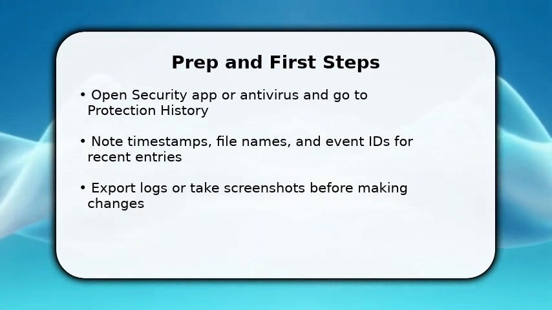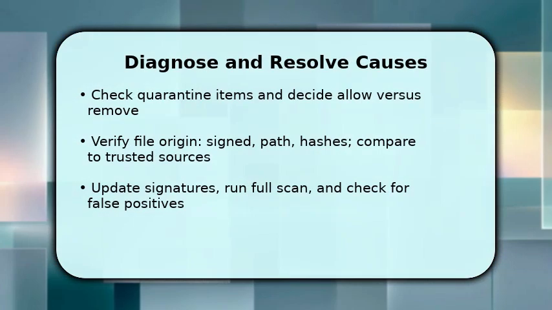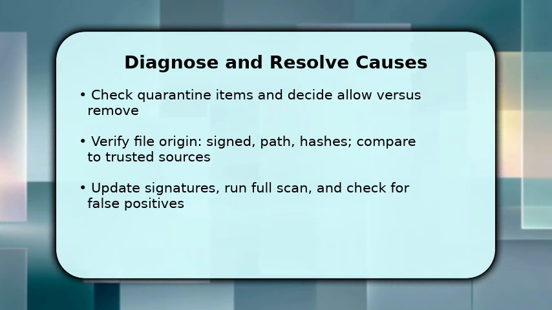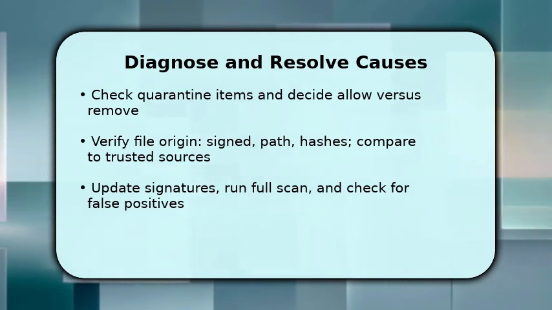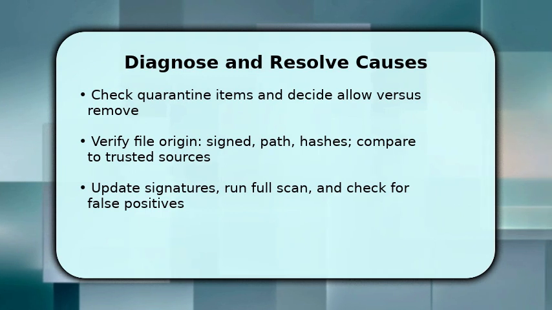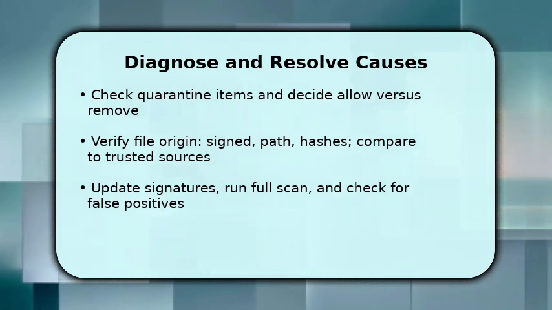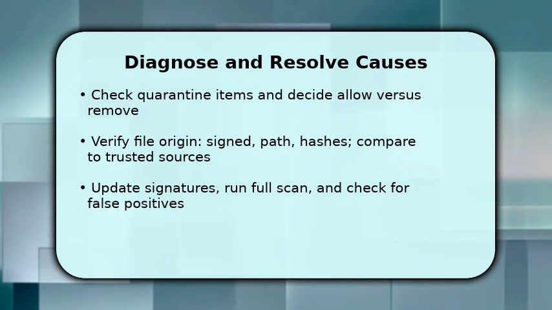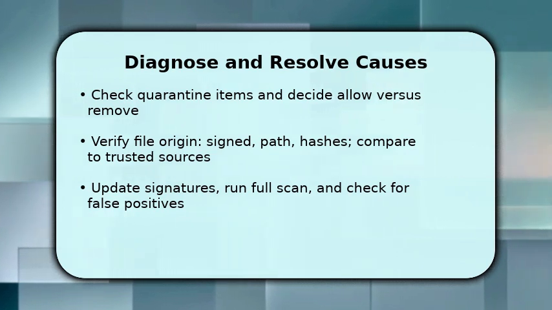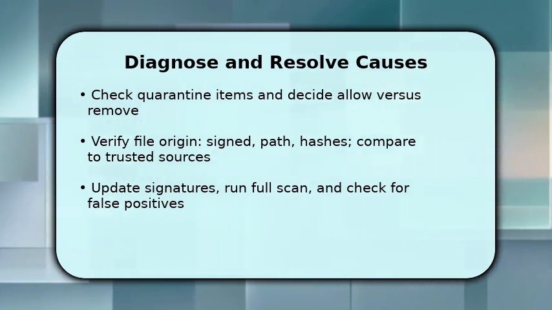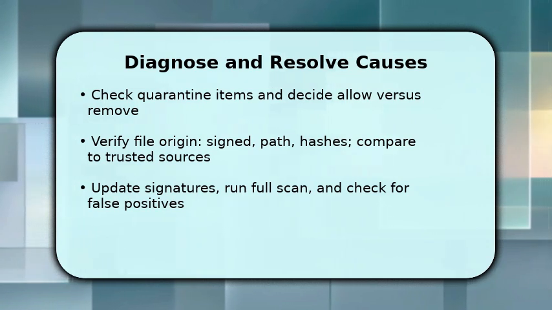Now diagnose each flagged item. Open Quarantine to inspect file details and verify origin by checking digital signatures, file path, or hash against trusted copies. If a file is legitimate, mark it as allowed and whitelist the folder. If suspicious, remove and submit to the vendor for analysis.